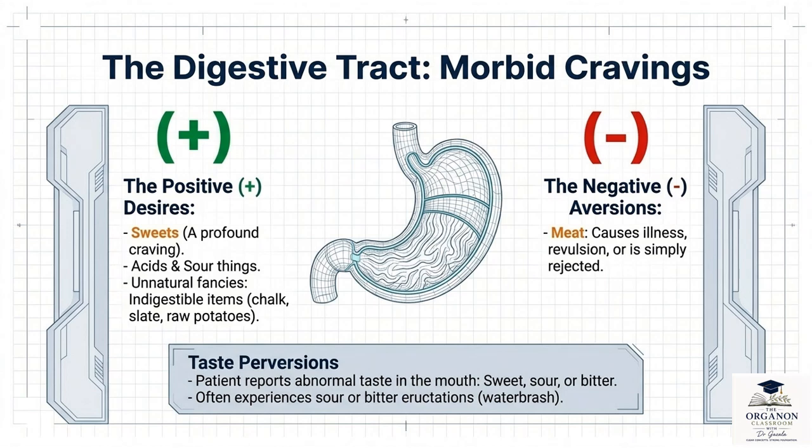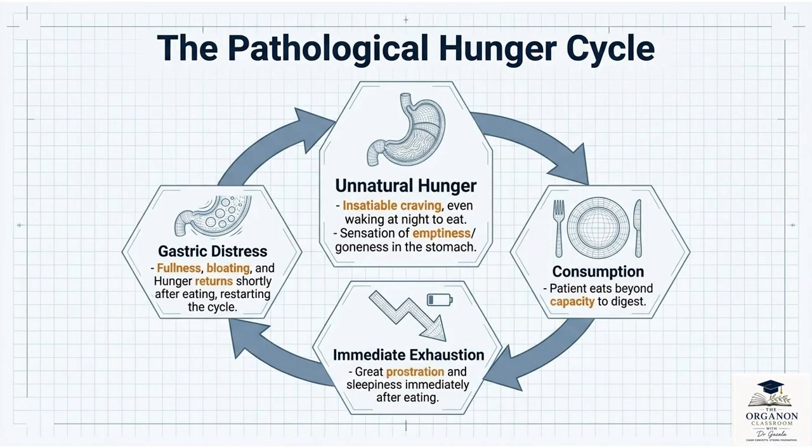Taste perversions: patient reports abnormal taste in the mouth, sweet, sour, or bitter. Often experiences sour or bitter eructations, that is water brash. Okay, this is the hunger cycle. That is mostly seen in psoric patients. Okay, so unnatural hunger, like we said, there is an insatiable craving.